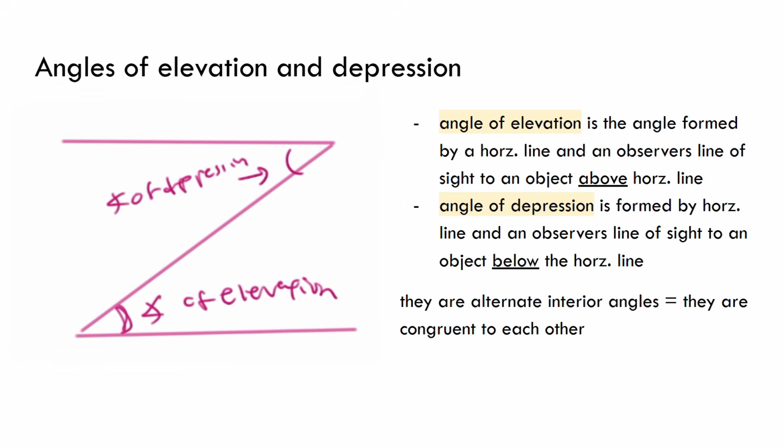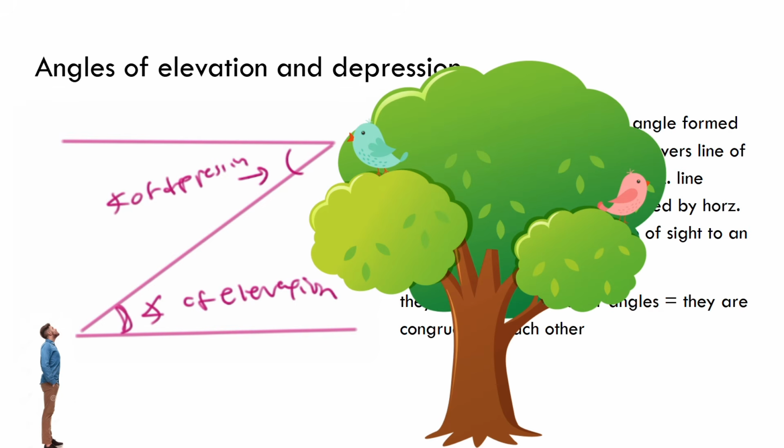And here's just a visual representation. If the man is looking up to the bird above the horizontal line, that's an angle of elevation. And then the bird is looking below the horizontal line, at the man. So that is an angle of depression.